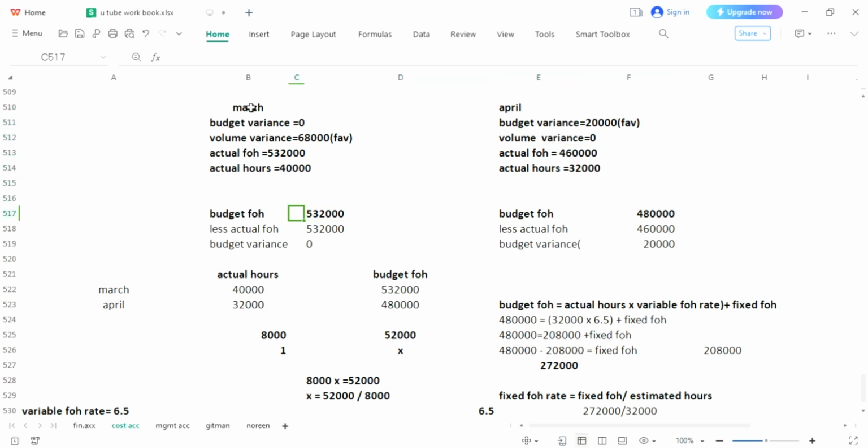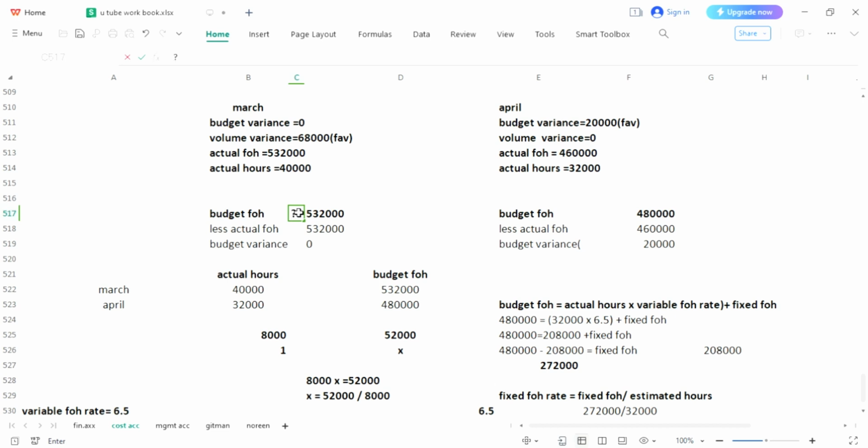Then we have calculated budget FH for March and budget FH for April. How? Budget variance was given, and we have used this budget variance to calculate our budget FH. The budget variance formula is when you subtract your actual FH from budget FH. Budget FH was also a question mark for us, as it was not given in the question.